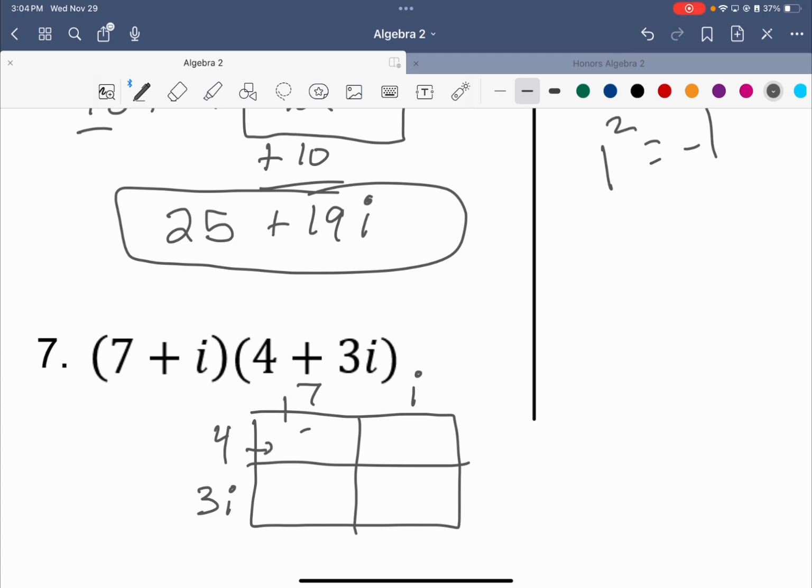4 times 7 is 28. 7 times 3i is 21i. Inside, 4 times i is 4i. Last, i times 3i is 3i squared.